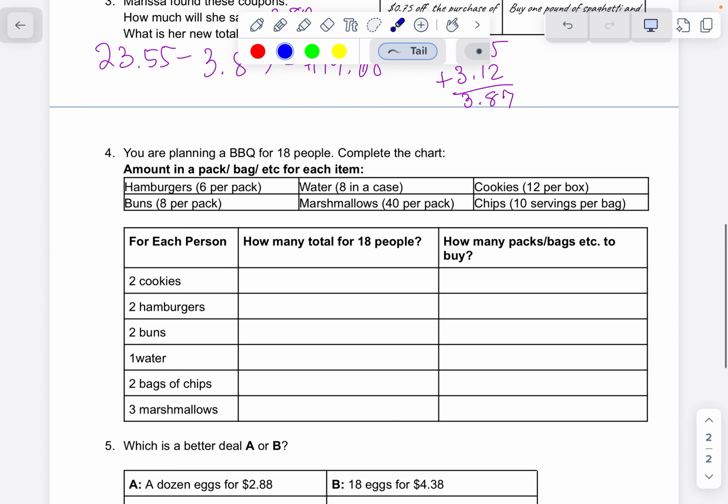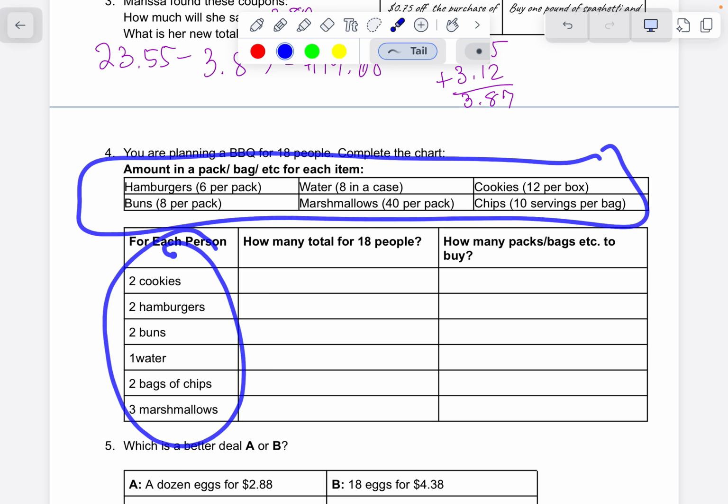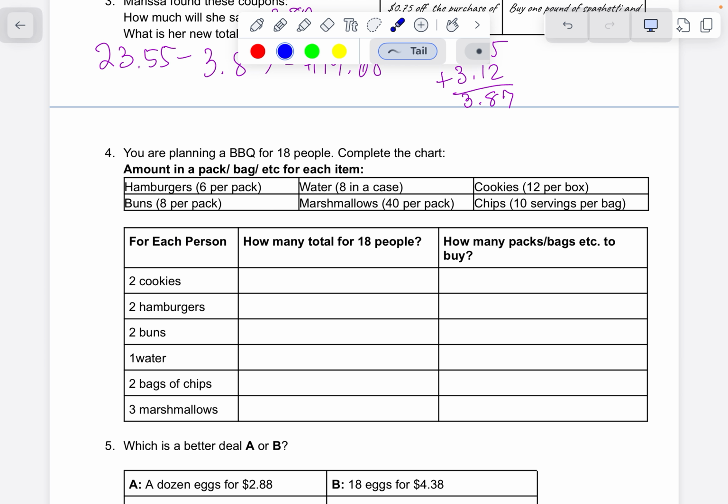So one of the more recent things we were doing was planning those parties, and if we wanted so many people to come to our party. So at this party, we're going to have 18 people there. We know this is how many things there are per pack, and this is how many things that we expect on average the person is going to eat. Okay, so if 2 cookies are going to be eaten for 18 people, just do 2 times 18. We're going to do this part first, which is 36.